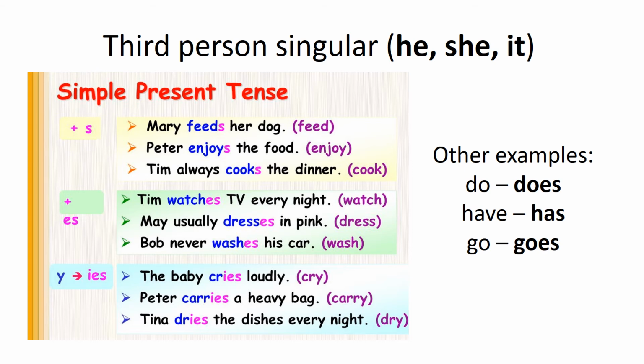Other examples: do becomes does in the third person singular, have becomes has in the third person singular, and go becomes goes in the third person singular. Okay, so this is really important because if you make a mistake, you will get the wrong verb.